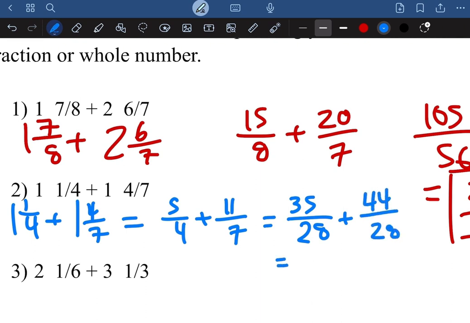Next, we're going to just add them up. So 35 plus 44 is 79 over 28. And this is our final answer for number 2.